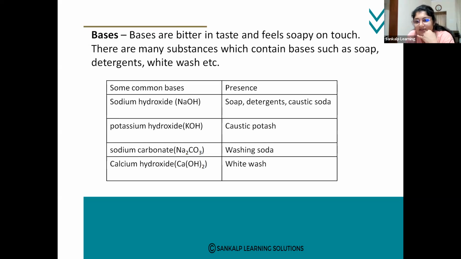So which are the weak bases? Weak bases are like magnesium hydroxide, ammonium hydroxide, and copper hydroxide. These are some examples of weak bases.